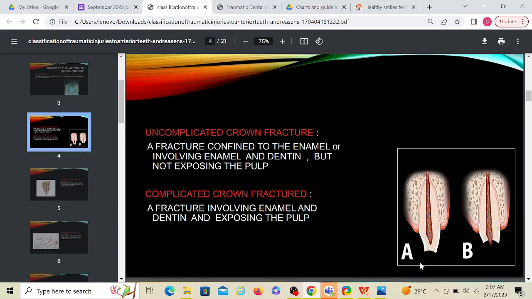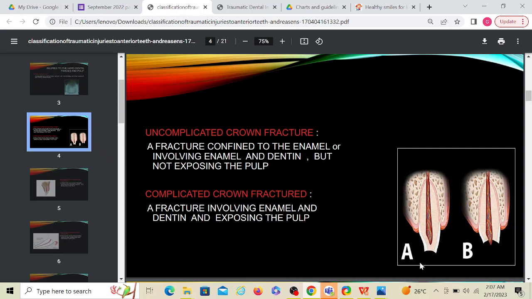Then you have an uncomplicated crown fracture. This is Anderson's classification. Okay, we'll go to Ellis-Davis classification and we'll talk about these things again in detail. But I'm giving you the gold standard of trauma classification. Uncomplicated means what? The pulp is not involved and the root is also not involved.